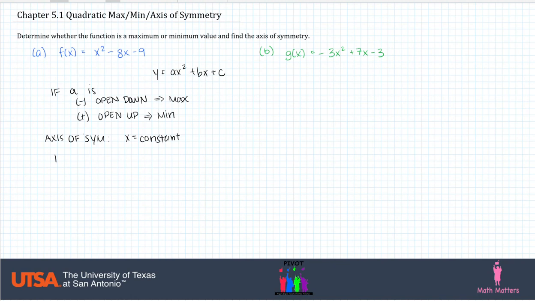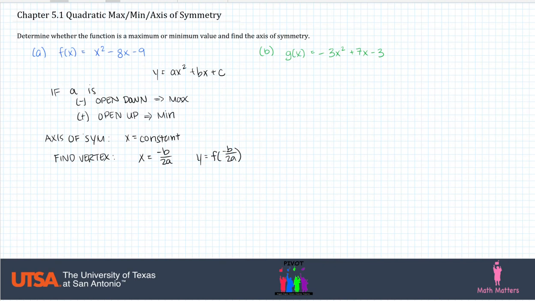So to find the vertex, the x-coordinate of the vertex is going to be negative b over 2a, which are the constants given in our general form. And then the y-coordinate is going to be f of this value that we find, which means for whatever x we solve for, we're just going to put that back into the function, and that will be our y-coordinate for the vertex.